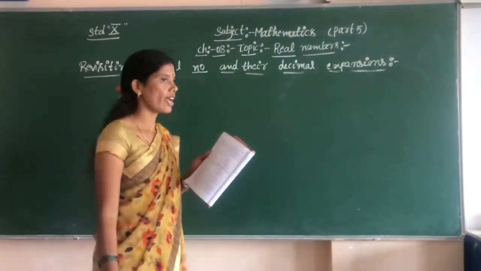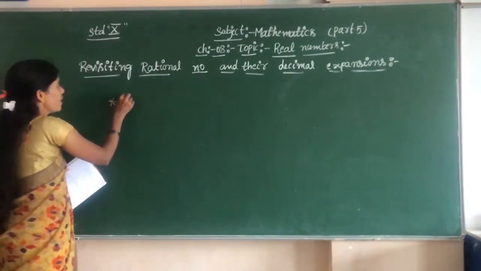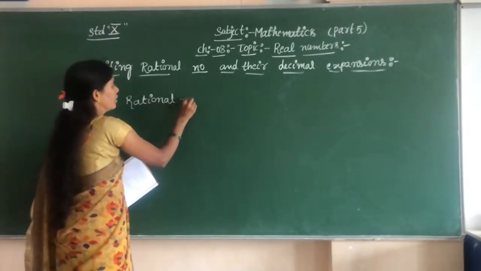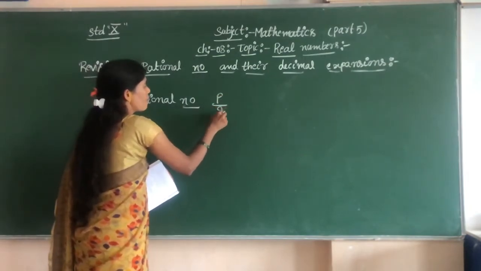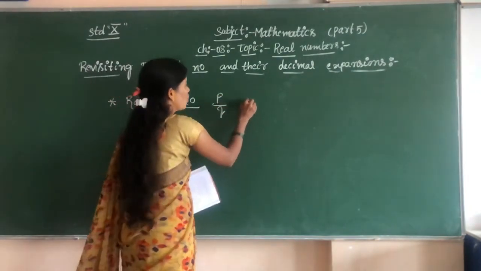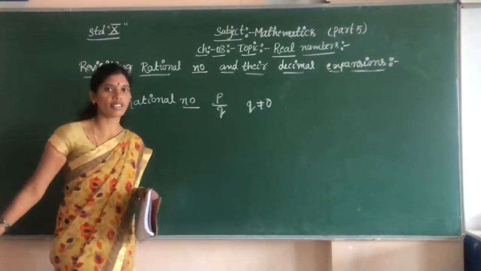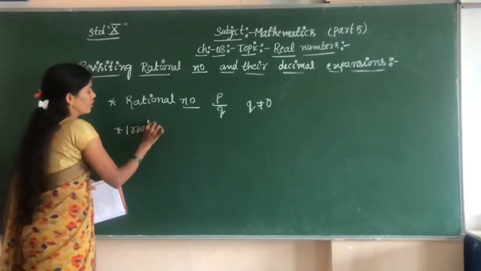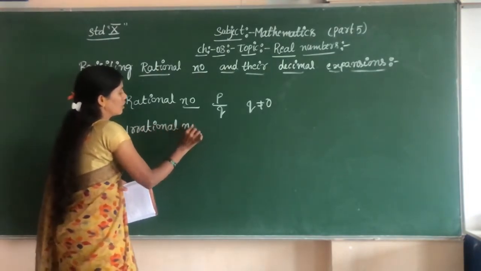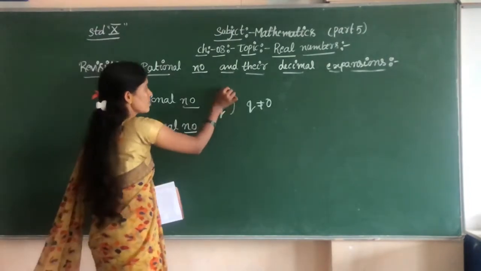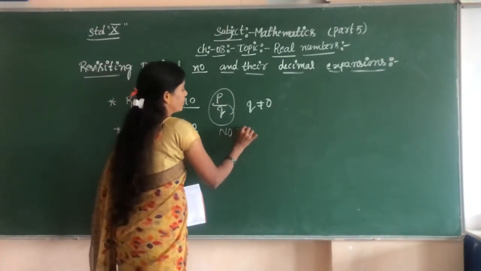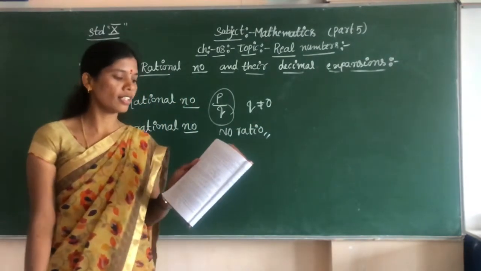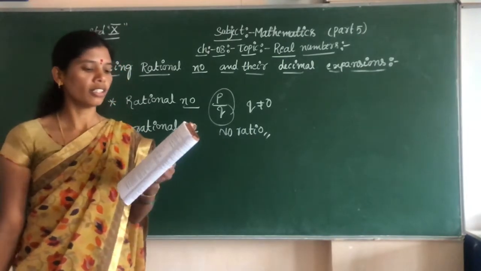So for rational numbers, there are 2 points. A rational number is in the form of p by q, where q is not equal to 0; that is called a rational number. An irrational number is one with no ratio, that is called an irrational number. But if it is given in decimal form, how do we solve some problems?